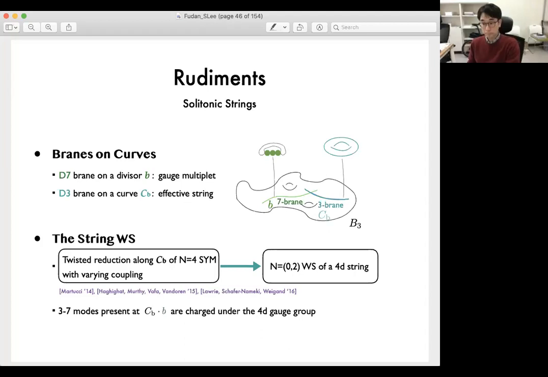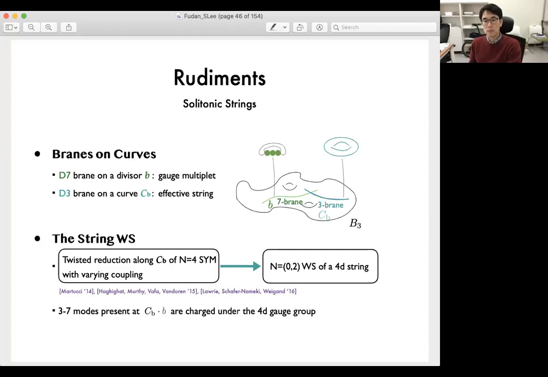Furthermore, if CB intersects the gauge divisor B, then 3-7 modes are present, charged under the four-dimensional gauge group. Then at the end of the day, the topology of CB embedded inside the base B3 is going to tell us about the type of the resulting strings.